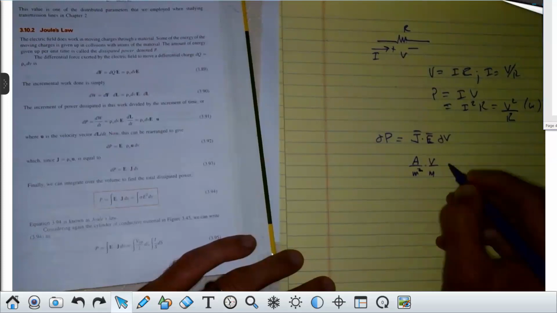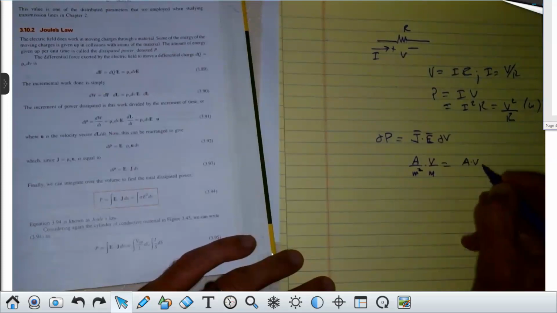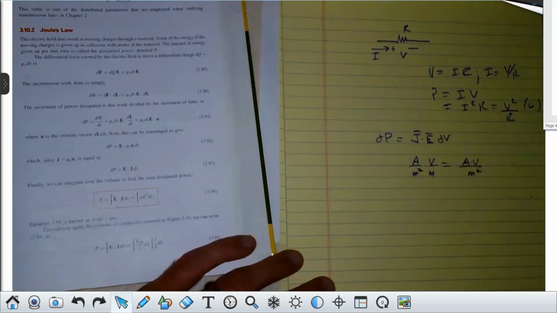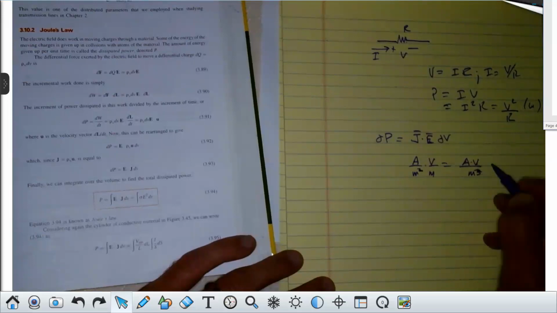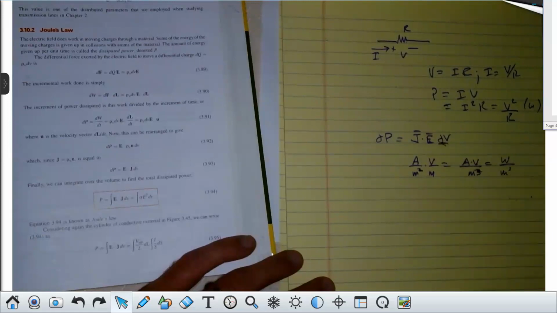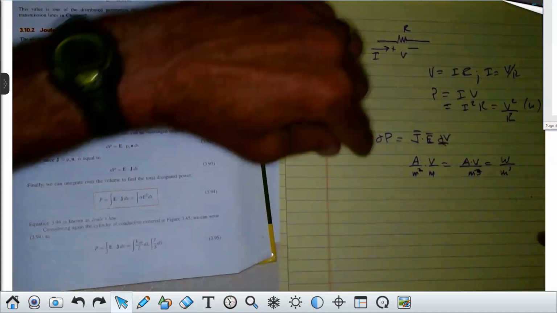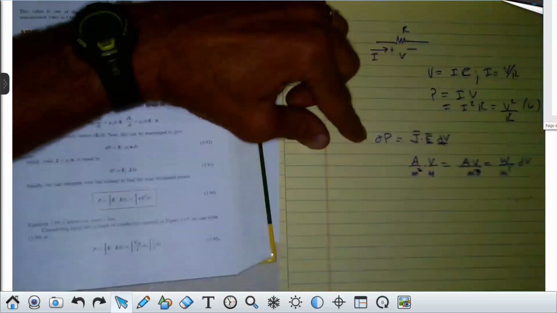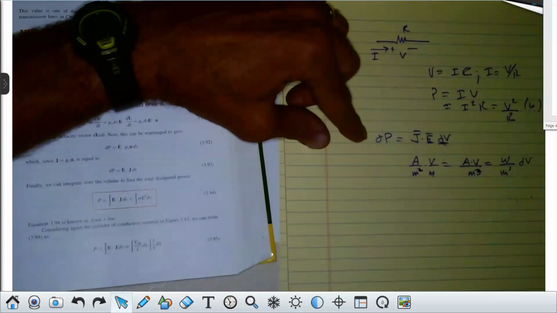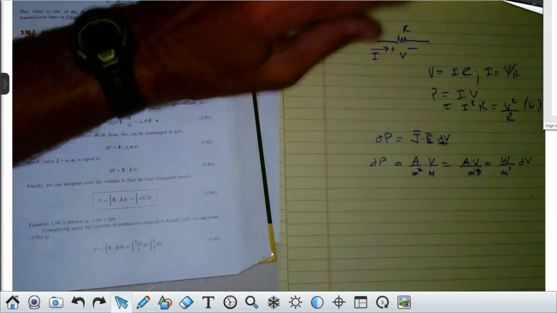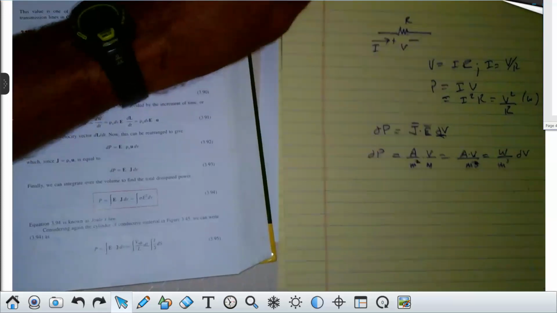Now, when you multiply those two together, you get amps times volts over meter squared, or meter cubed, pardon me. Well, amps times volts is watts, right? And this is per meter cubed. But then we're multiplying it by differential volume. And you can see when you multiply it by the differential volume, that would have the units of meters cubed. Then you get a differential amount of power. Now, here's what you really take from this. I'm just trying to show you by units right here.